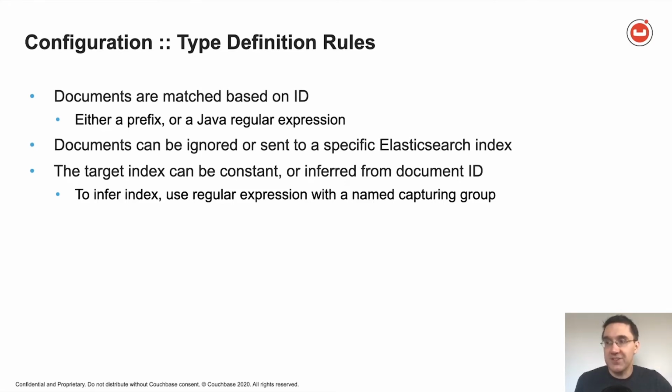These rules are executed in the order they're defined in the config file. And then when a match is found, the rule evaluation stops. So the first match wins. Only the first rule that matches the document has any effect. And then as a consequence of that, a Couchbase document can be written to at most one index.